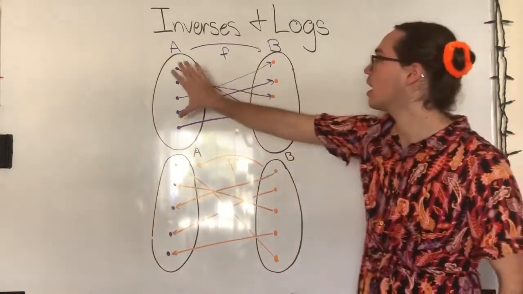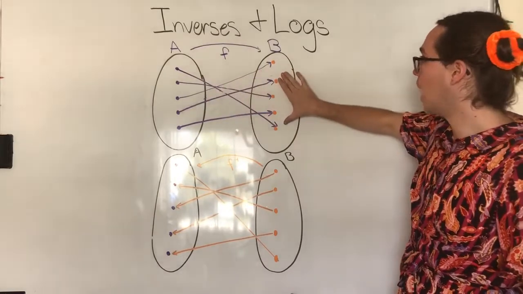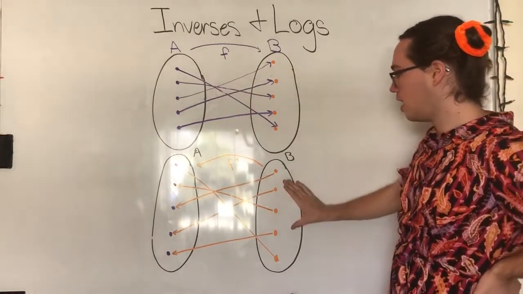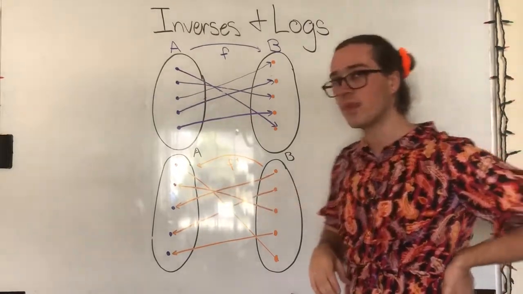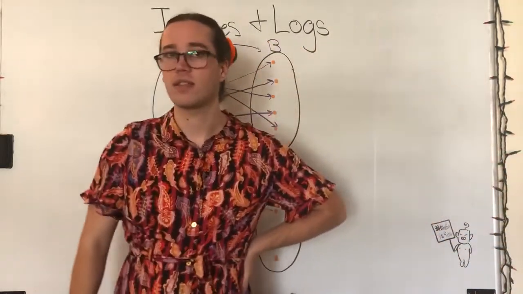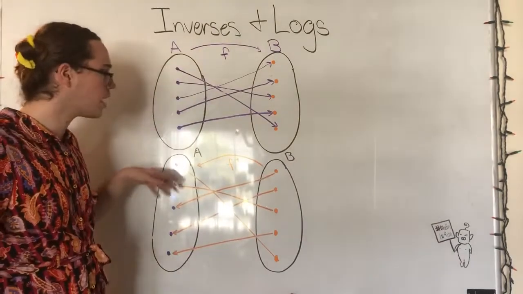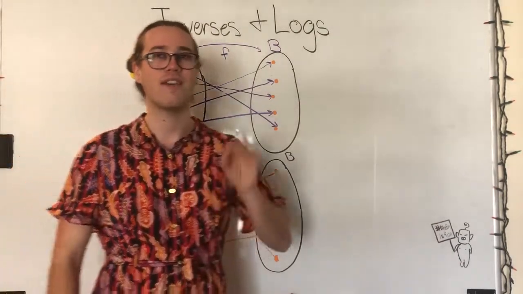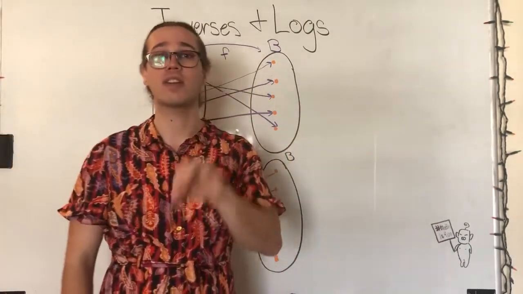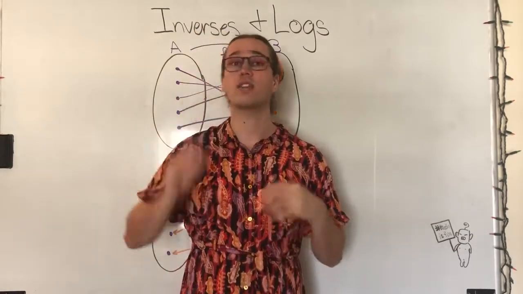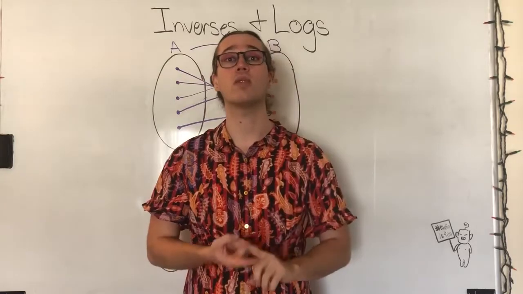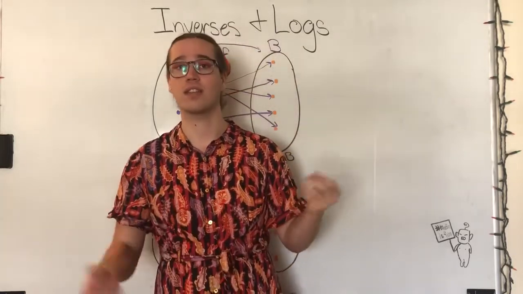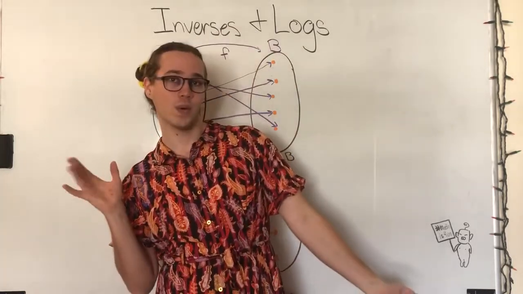So we can kind of see that. We map all of ours from A to B, and then our inverse would map all of our points from B to A. What do we notice about these sets? Well, we only have one input for every output and one output for every input. That is very important. Inverses are required to be one-to-one and onto, which we are getting into right now.